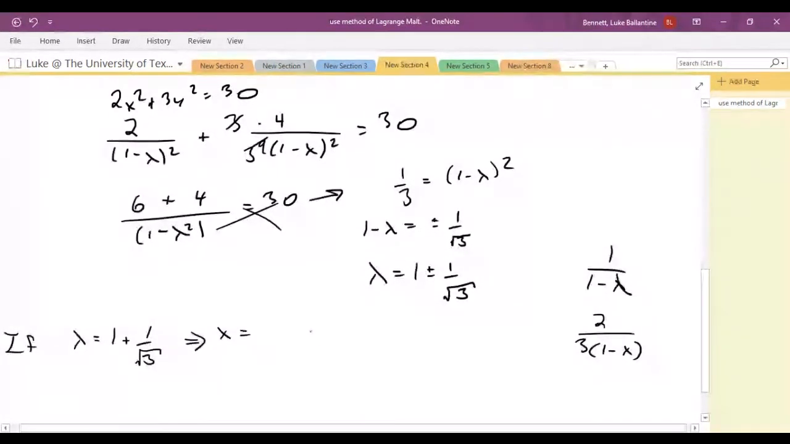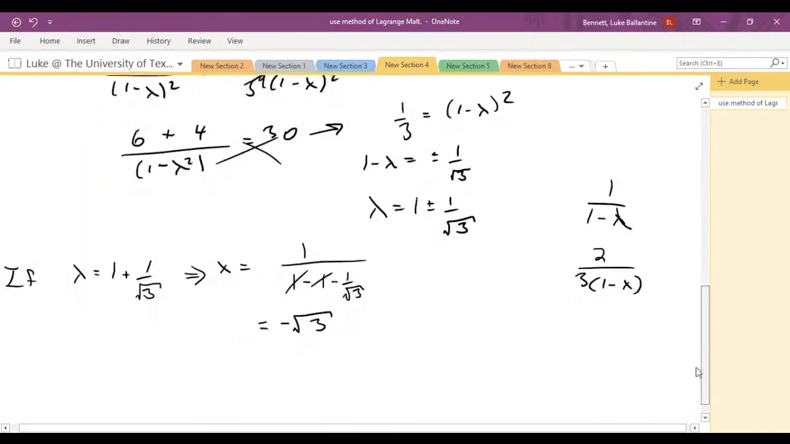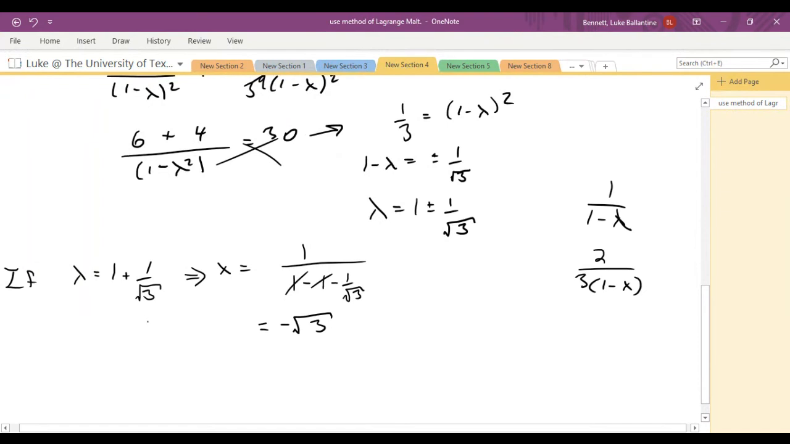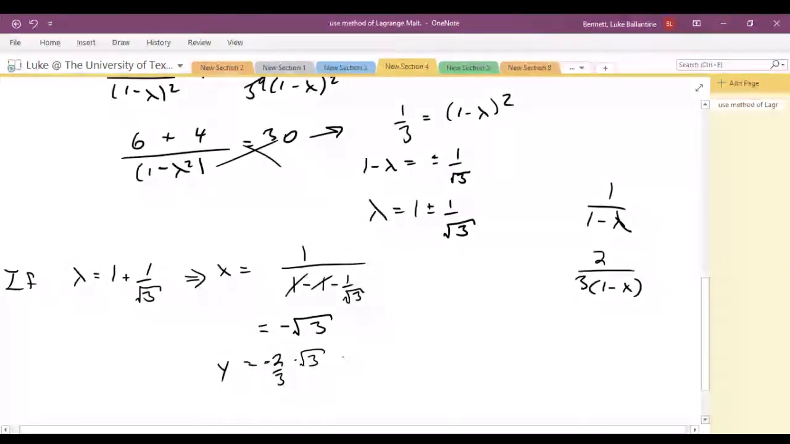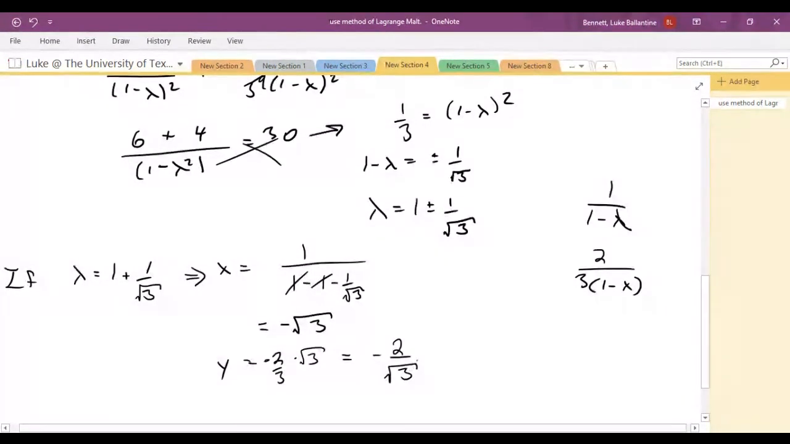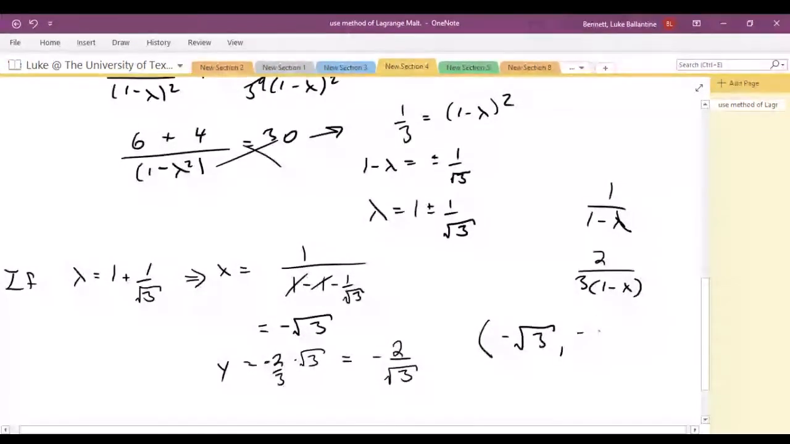So then x would be 1 over 1 minus 1 minus 1 over square root of 3. Cancel, cancel. Divide by a fraction, you flip it, so it's negative square root of 3. And then on the other hand, y would be the same thing, just multiplied by 2 over 3. This is negative 2 over 3 times square root of 3, or you could write it as that, same thing. So that's one critical point on the boundary, negative root 3, negative 2 over root 3.